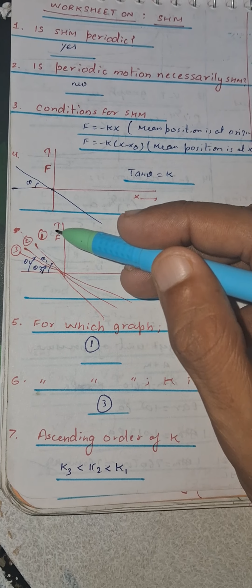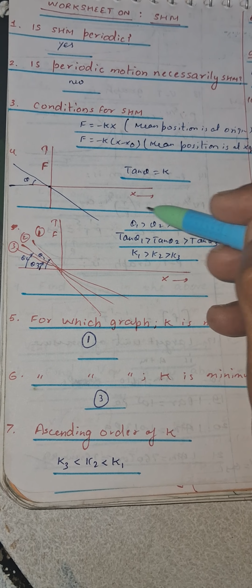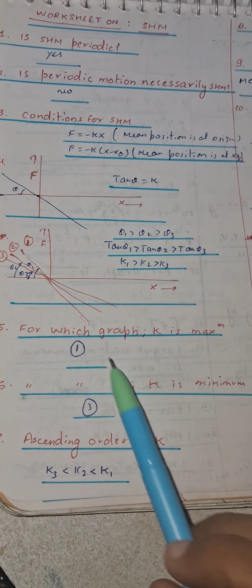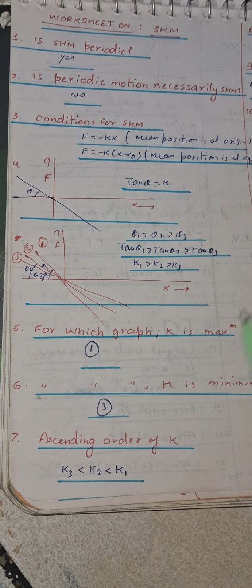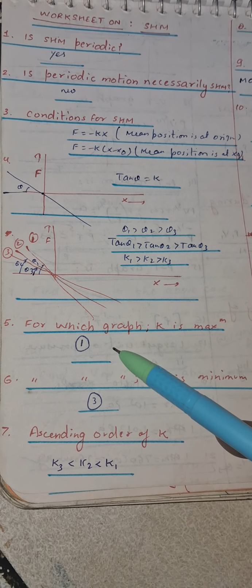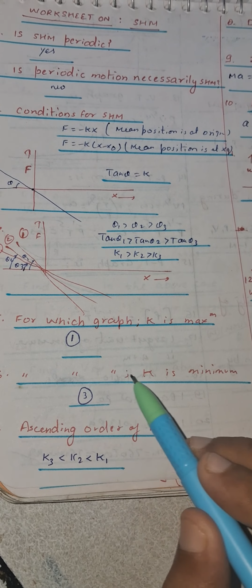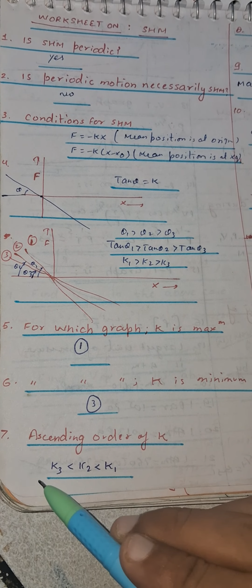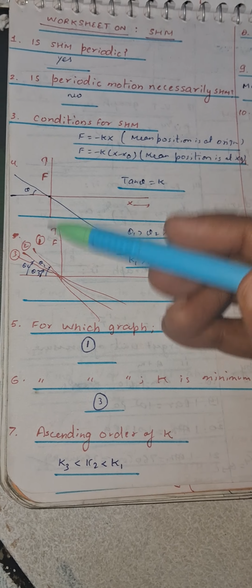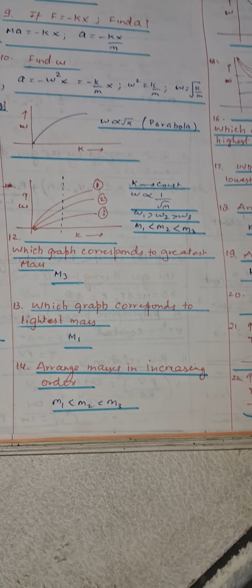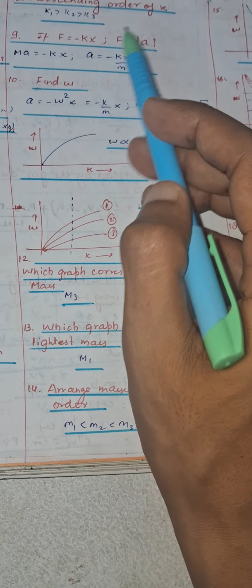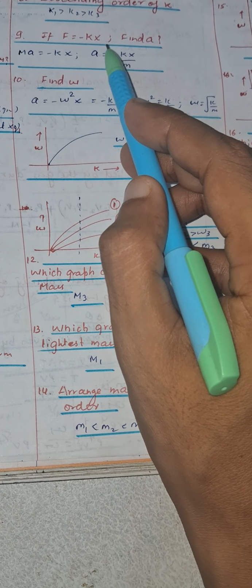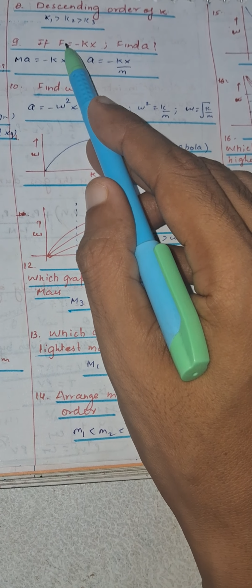Then if we have three different cases 1, 2 and 3, corresponding to the greatest angle we have the greatest k, as we can visualize over here. Next question is for which graph k is maximum. As we can see, 1 corresponds to the maximum k. Then for which graph k is minimum, it corresponds to graph 3. In ascending order of k, it's k3 less than k2 less than k1, as is evident from the graph itself. Then the descending order of k is k1 greater than k2 greater than k3.